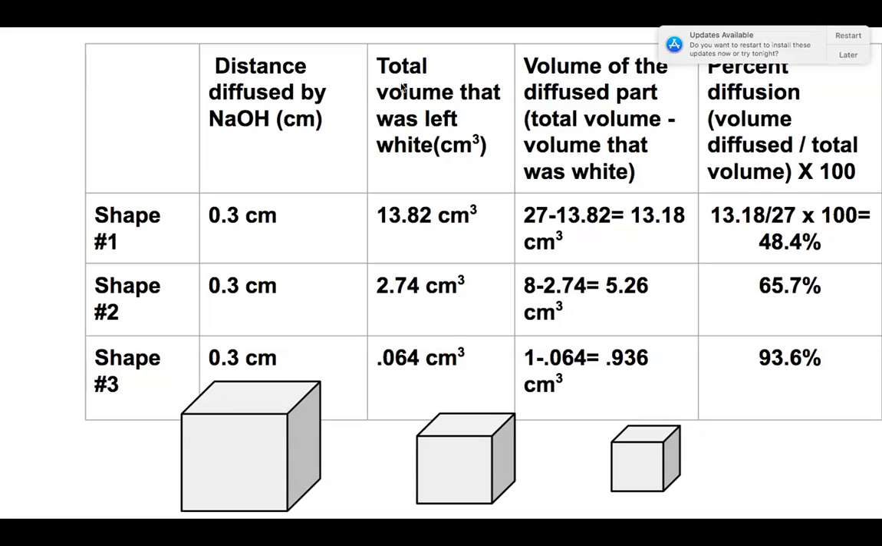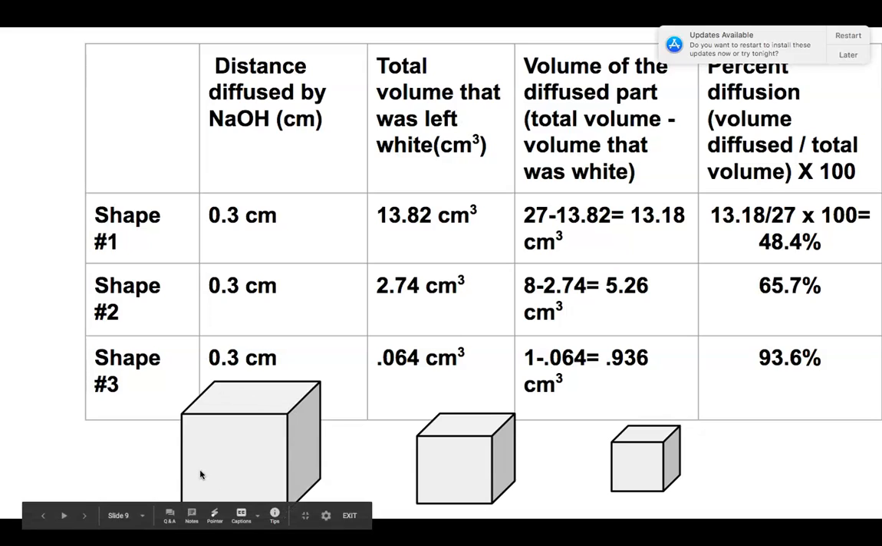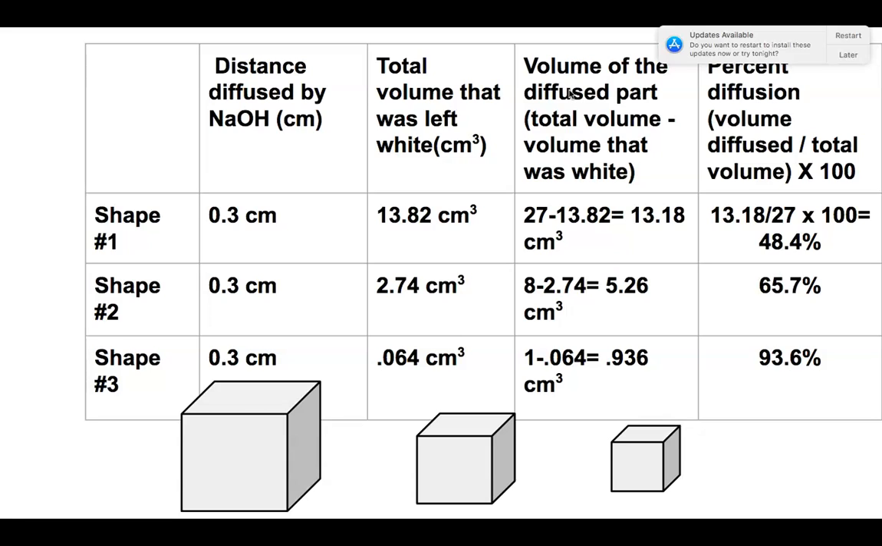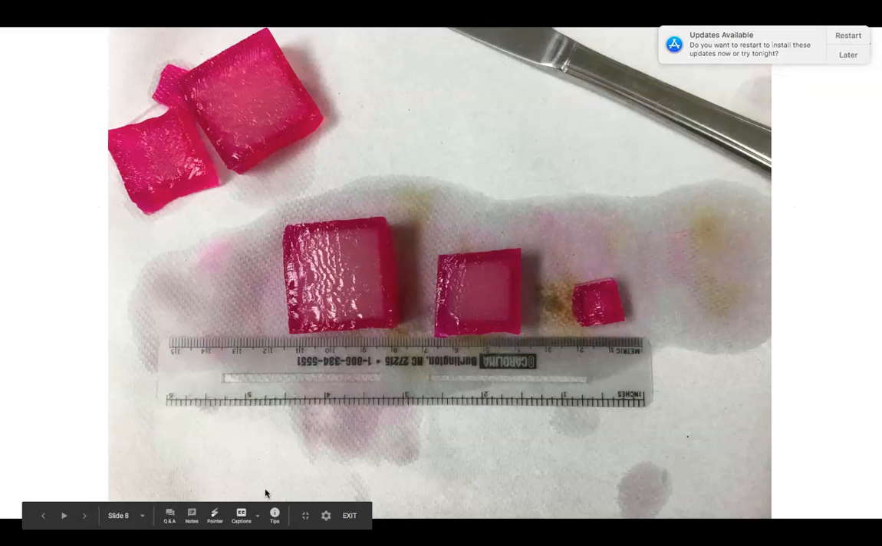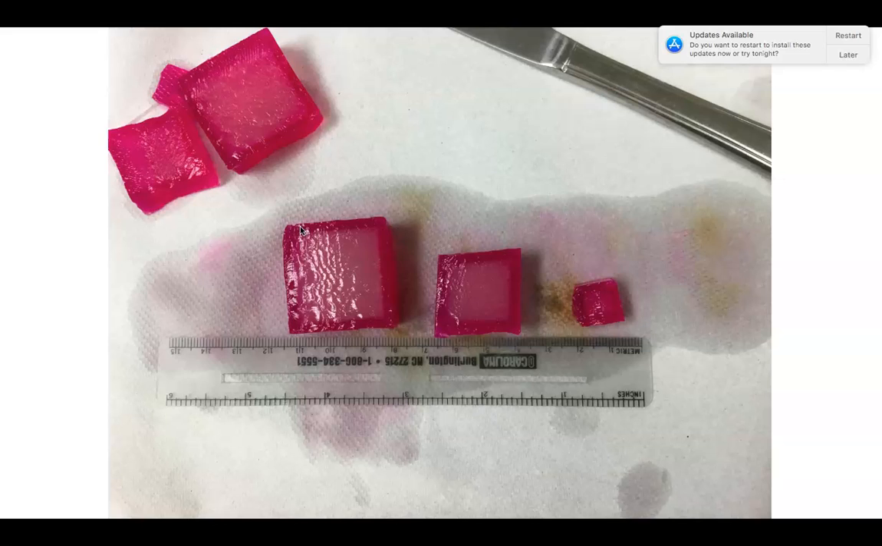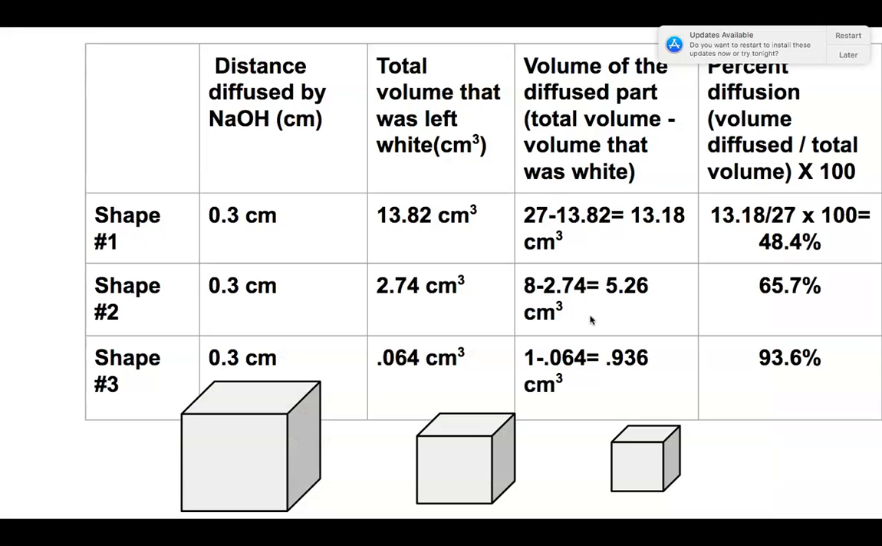So now when I do volume, I'm going to be using 2.4 as my length by height times width. So that ends up being 13.82 centimeters cubed. Volume of the diffused part, so how much pink was there? Well, you just take your total cube. Let me go back to my picture. You're taking the volume of the total cube, which is what you calculated at the beginning, minus the volume of the cube that's still white. And then what you're left with is how much of that cube actually turned pink. And you're doing that for each of your different shapes.